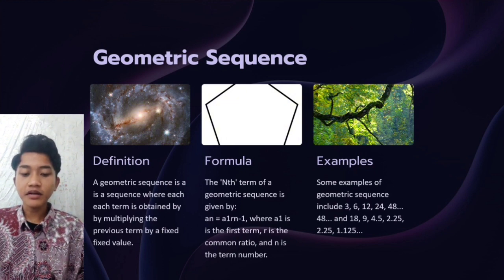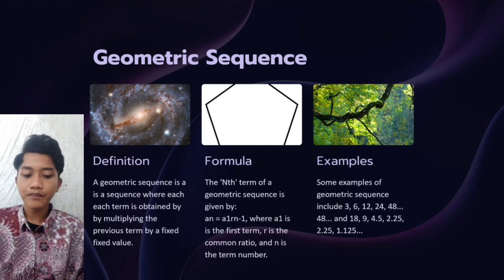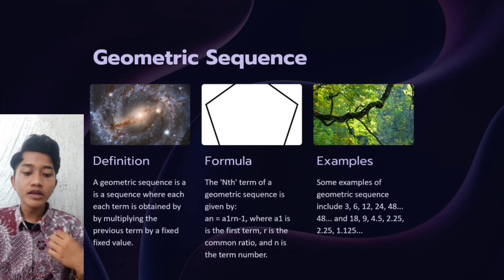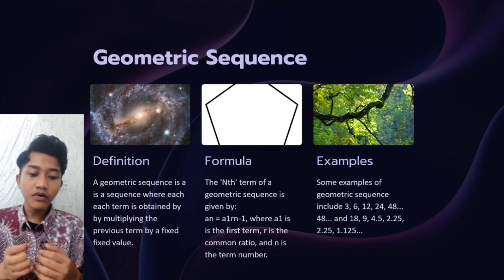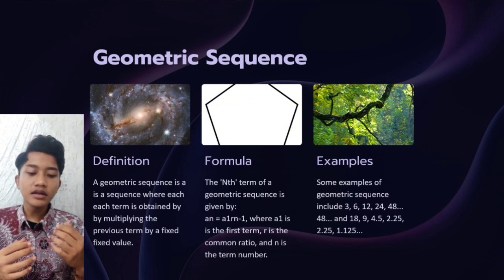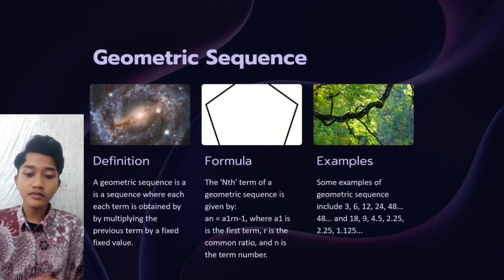Example. Some examples of geometric sequences include 3, 6, 12, 24, 48, and 18, 9, and so on.